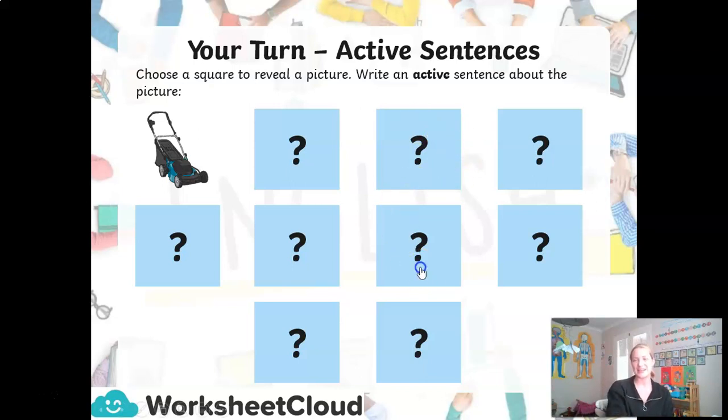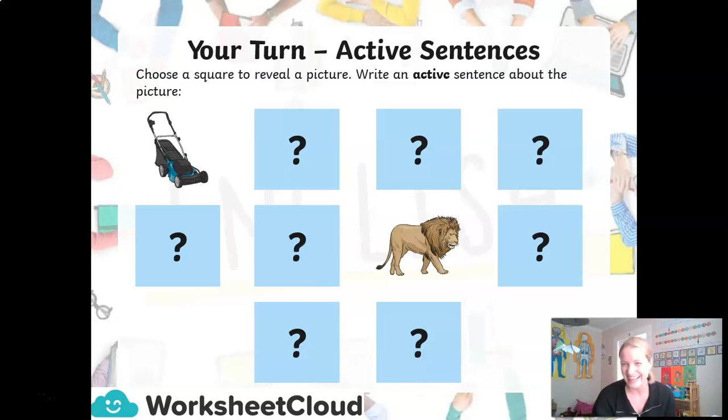Okay, here's another one. Right, let me think, what could I have? The lion roared at the passing 4x4. I had to think off the top of my head there. So the lion is the subject performing the roar, which is the verb, at the 4x4, which is the object. So I have made sure it is active voice.